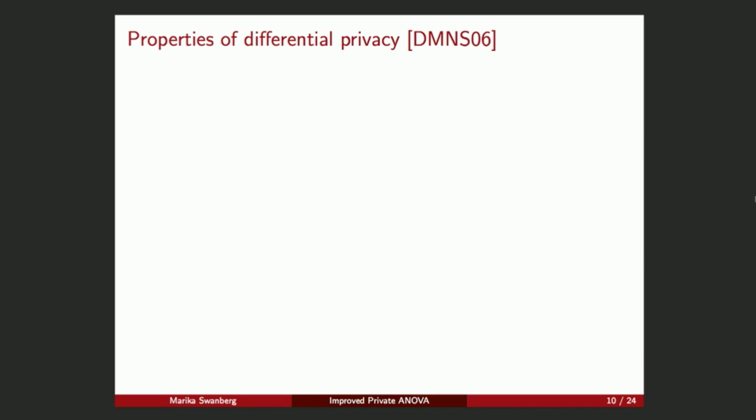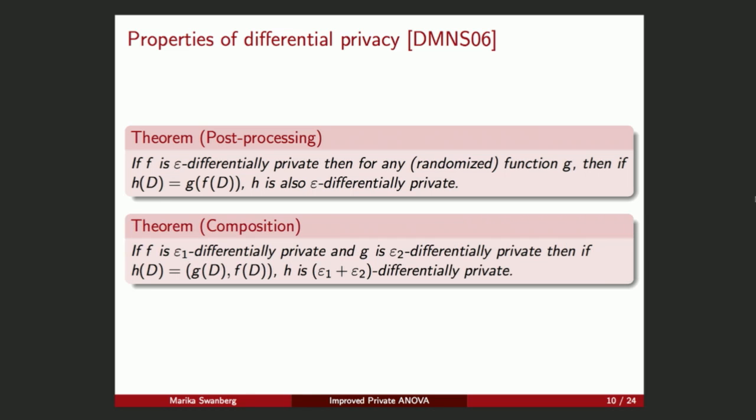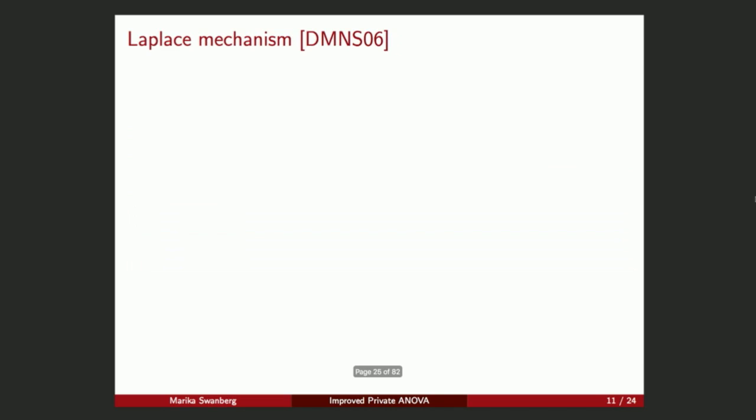And this has some nice properties. For example, post-processing allows us to just use the computation that we already computed privately. And composition allows us to make multiple computations on the same database and then compute the privacy loss just by adding the privacy parameters.